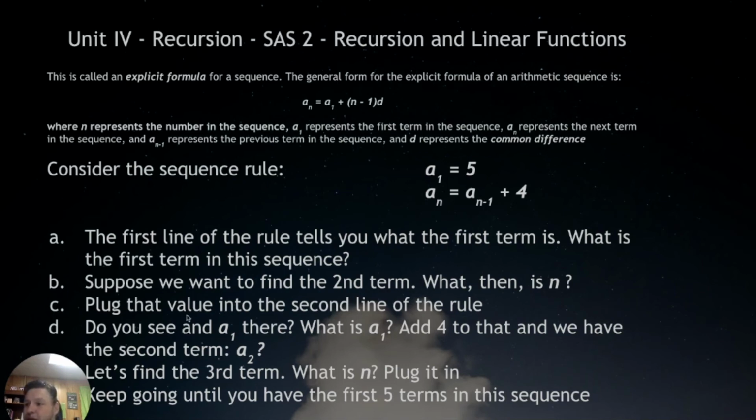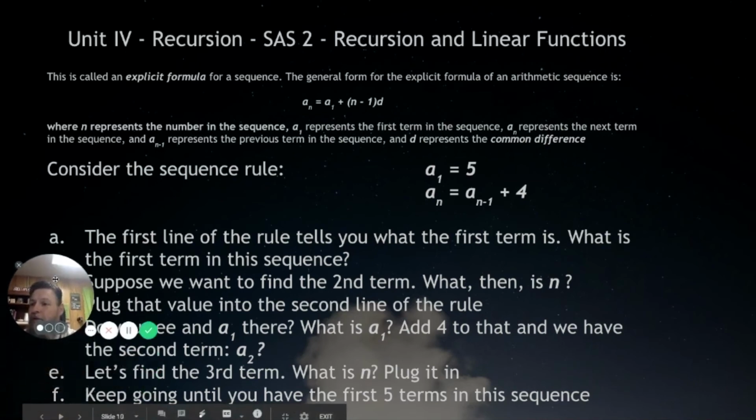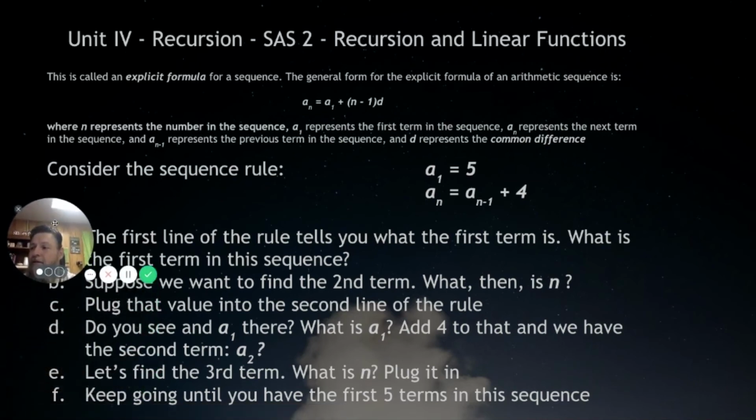Let's find the third term. Plug it in. We'll keep going until we have all the first 5 terms in the sequence. That's easy. So if the first term is 5 and the second term is 9, we just keep adding 4. So the third term is 9 plus 4, or 13. The fourth term is 13 plus 4, or 17. And the fifth term is 17 plus 4, or 21. All right.